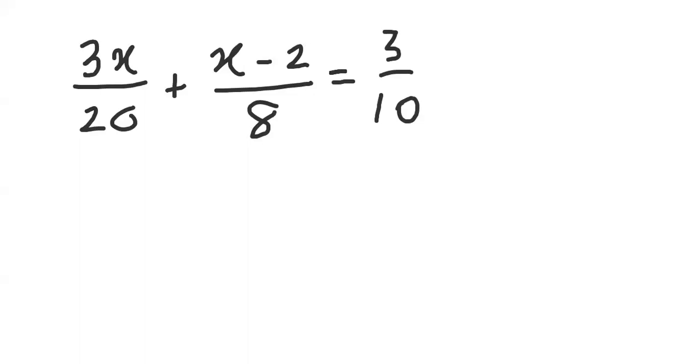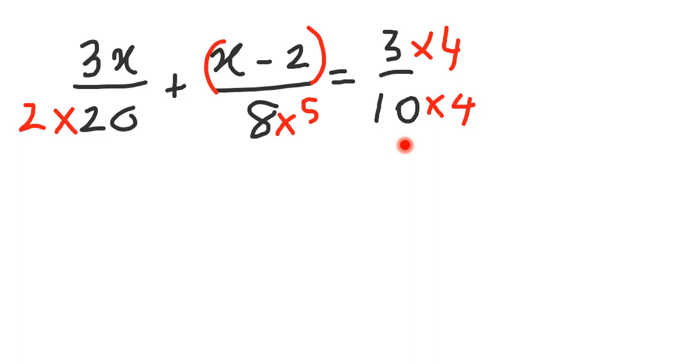Okay, right. Now look at this one. How can we solve this? First of all, I instruct you, make these denominators common. You have to get the LCM of 20, 8 and 10. The least common multiple is 40: 20 times 2, 8 times 5 and 10 times 4. So you have to multiply each numerator and denominator by the same number.